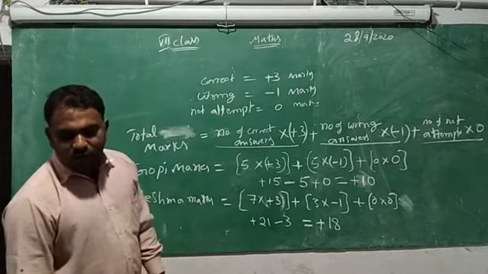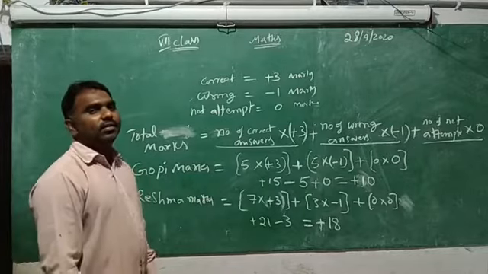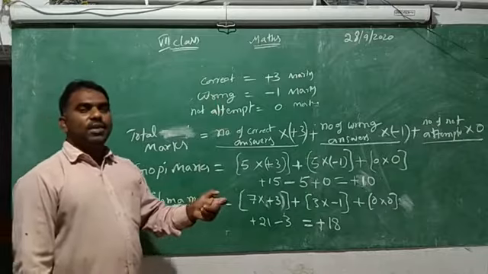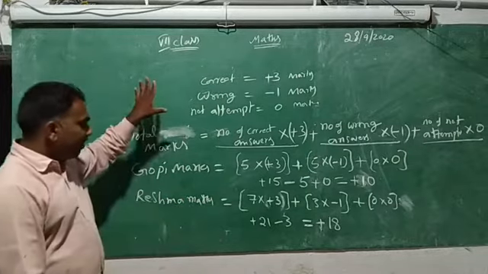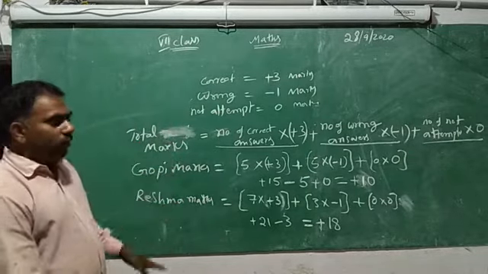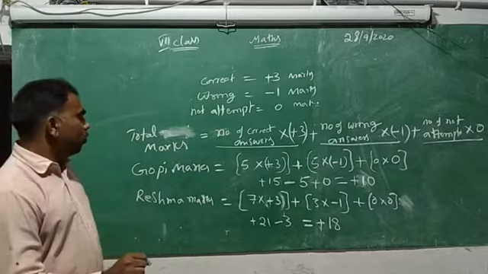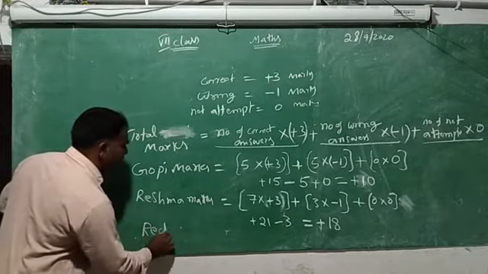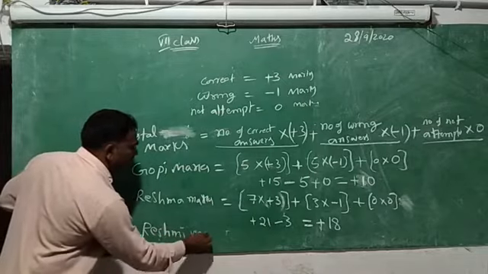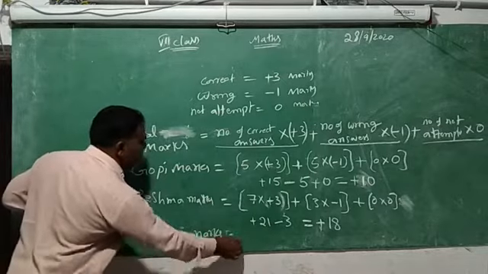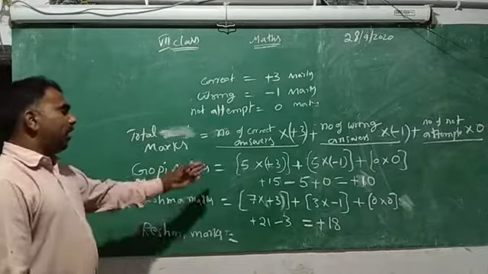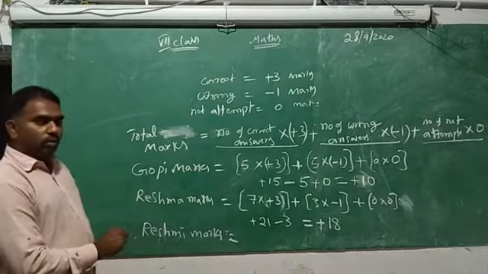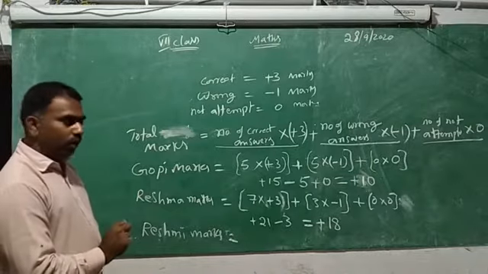And finally Reshmi. Reshmi, I think you can find it. So you write it down. So you do one thing. Pause the video for some time. Just as it is, what is there on the board, you write it down in your notebook, and then last, Reshmi marks you try to find it. Same method you apply and you find the Reshmi marks. Pause the video, write it down.